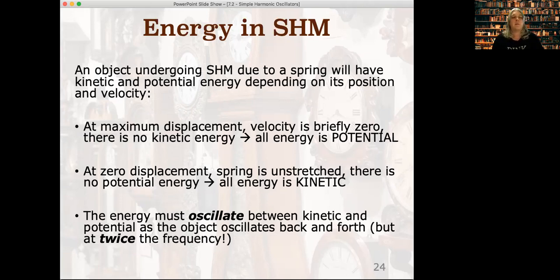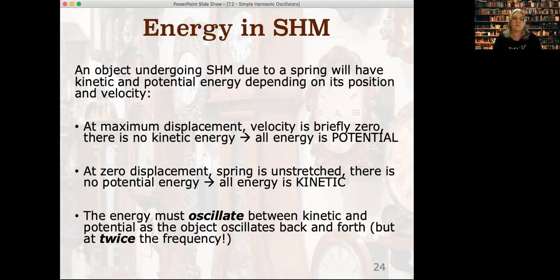When we've got a maximum displacement, the velocity is briefly zero. We just talked about this. The velocity was traveling away from equilibrium, now back towards it, so it has to go through zero briefly, and the same at the other end. So we've got this brief zero velocity. That means there's no kinetic energy. So at maximum displacement, all the energy is potential energy.